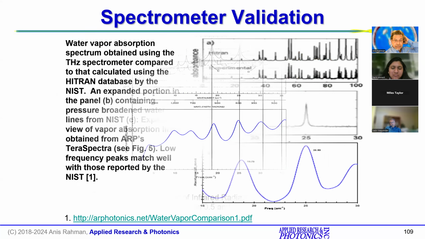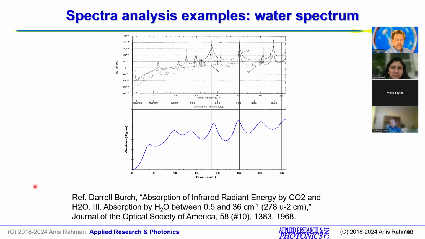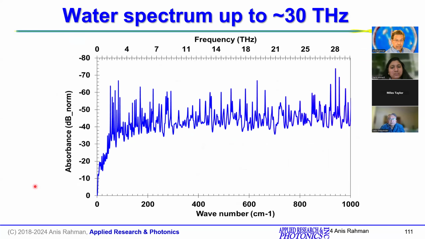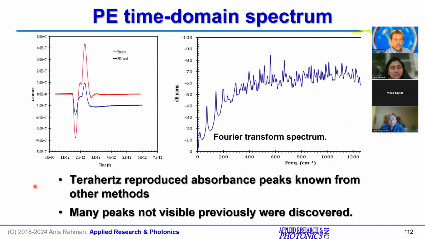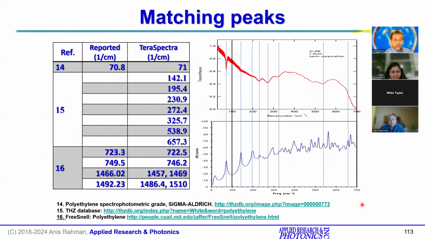Again, I showed this before, but these are the other work that was compared for calibration. We discussed this before, so I'm going to skip. This is the polyethylene interferogram and how the peaks come up. We have compared them with the published ones in these references, and the ones that T-Ray has measured. Some of them match very well, but there are other peaks that were not reported before. What do they mean? We still have to figure that out.